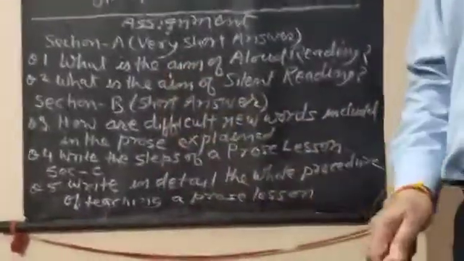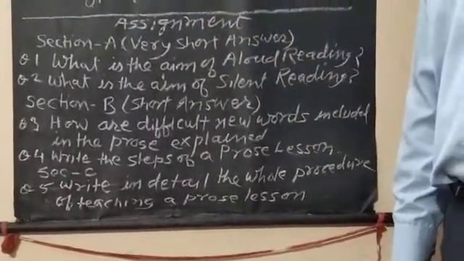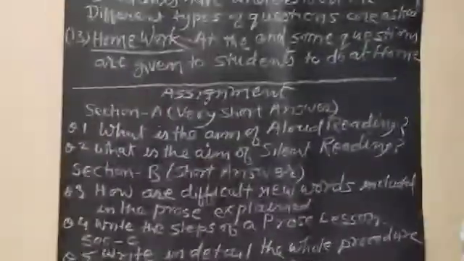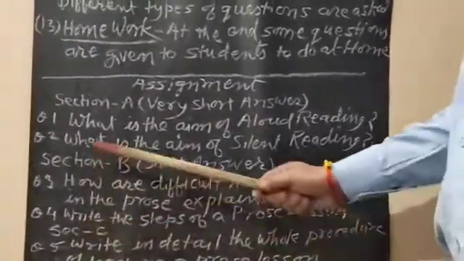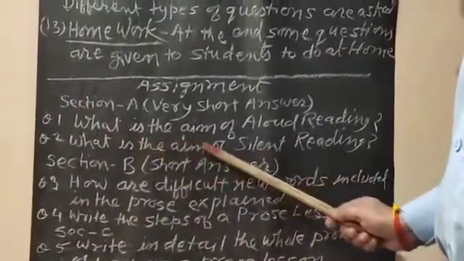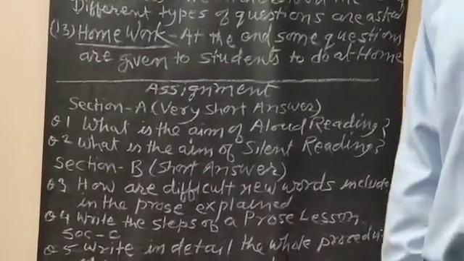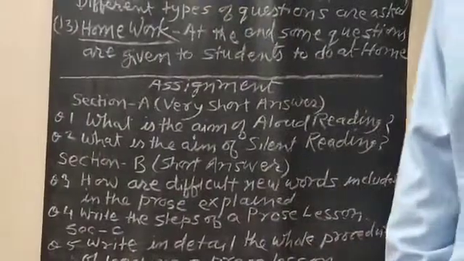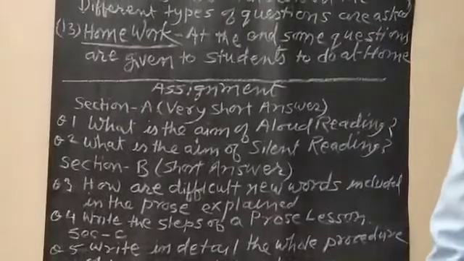And now there are some assignment questions for you, and I expect that you will answer these questions in your notebooks. Section A, very short answer type questions, word limit below 20. First question: what is the aim of loud reading? To check the pronunciation, stress, intonation, etc. And question number 2: what is the aim of silent reading? The aim of silent reading is to understand the paragraph.